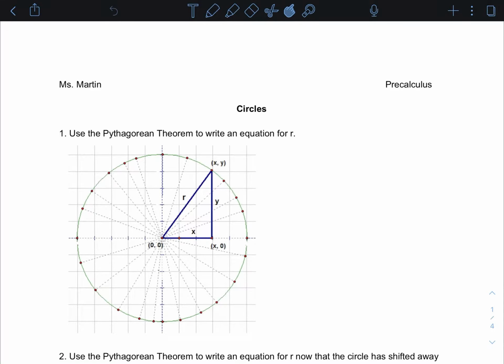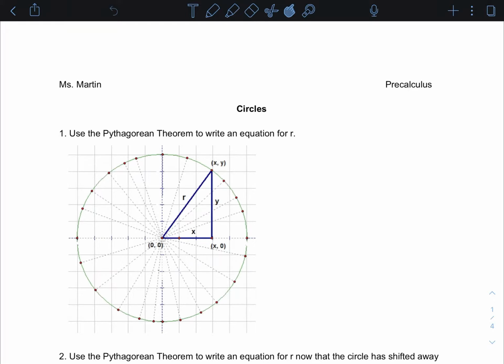Hello, in this video we are going to talk about circles, their standard equations, and how to get the standard equation from the general equation of any conic section. And so in this first step here, we're going to come up with the standard form with knowledge that we already know about the Pythagorean theorem in triangles.